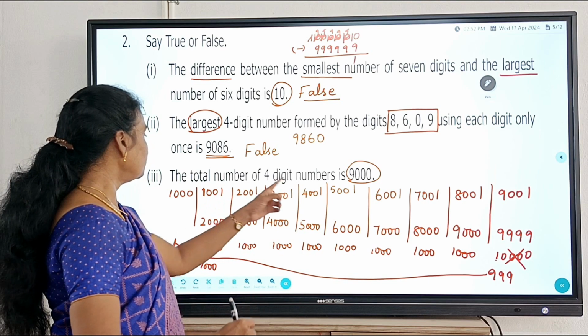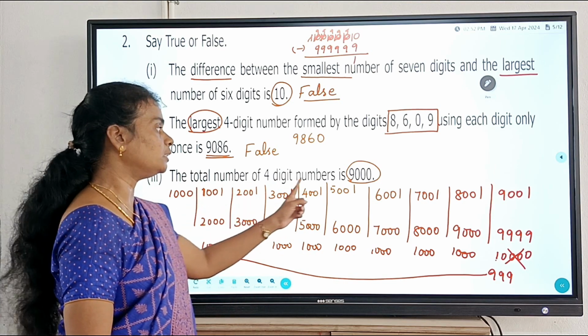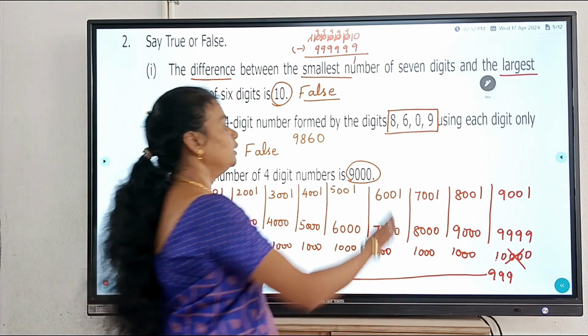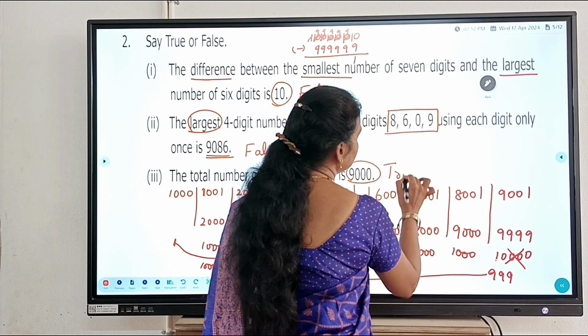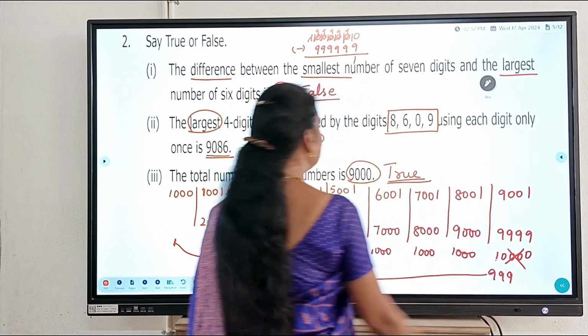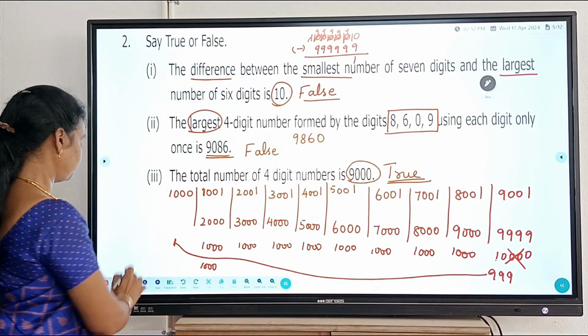So is this statement correct? The total number of four-digit numbers is 9000. Yes, it is right. So hence the answer is true for the third one.